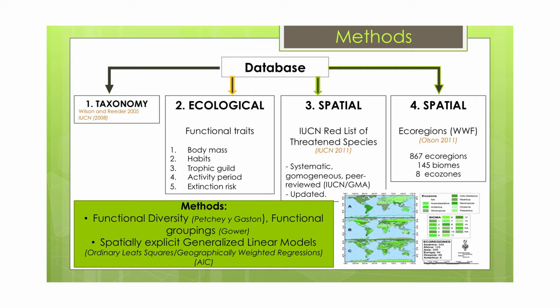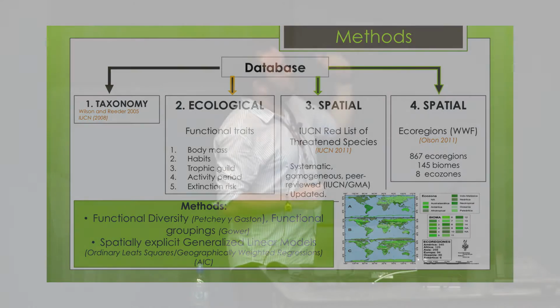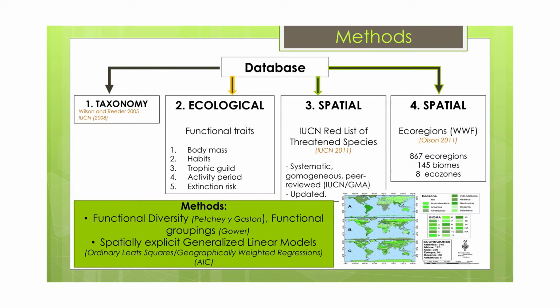And two spatial databases, one related to the species distribution that was obtained from the IUCN Red List of Threatened Species, and then one spatial in order to understand ecosystem functioning. So we use WWF's ecoregional regionalization of the world, including ecozones, biomes, and ecoregions. And from there, we obviously use different measures: species richness, which is the most basic and the most used for understanding global patterns. But then we included functional diversity and functional groupings, two different measures of functional diversity used in plants, but adapted to mammals.